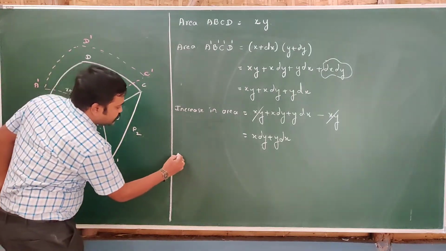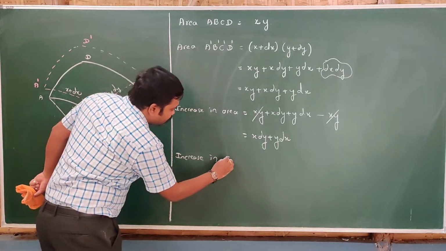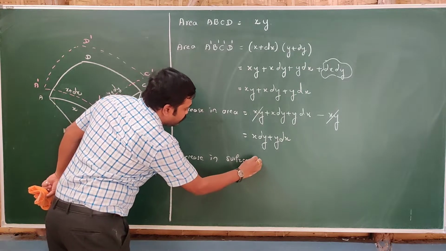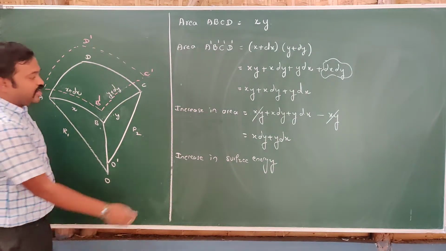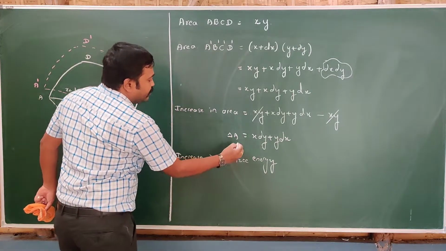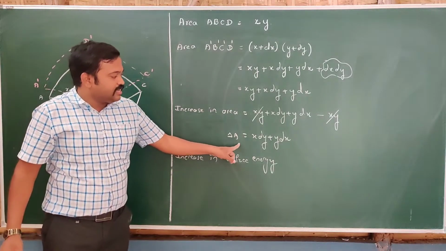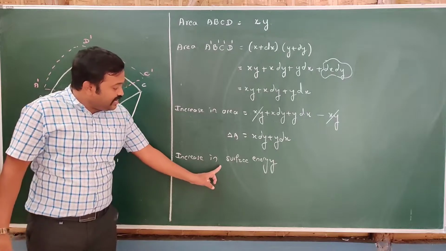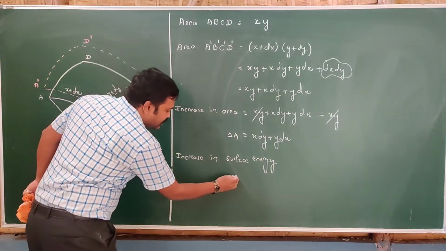Now, I will be discussing the increase in surface energy. Let me calculate. What is the increase in surface energy? Okay, let me take the increase in area as delta A. Shall I take it like this? Okay, increase in area, let me take it as delta A. This much. What is the increase in surface energy?